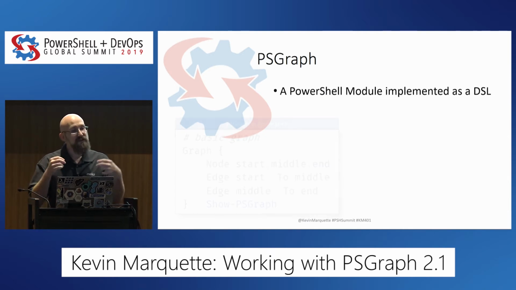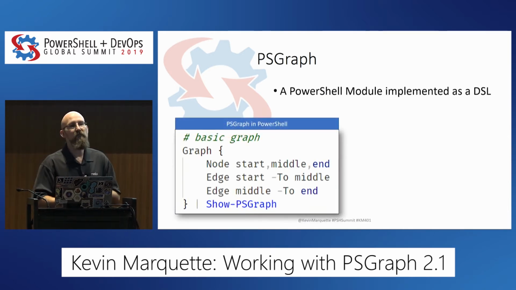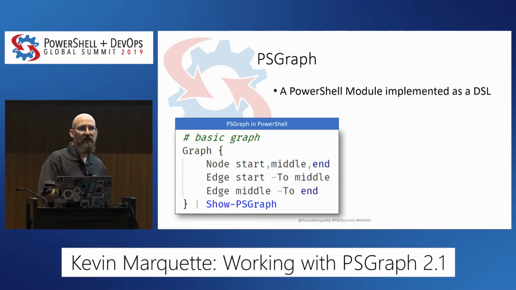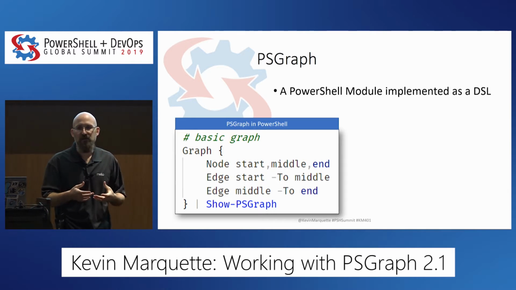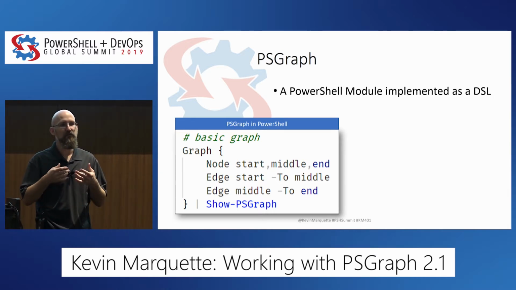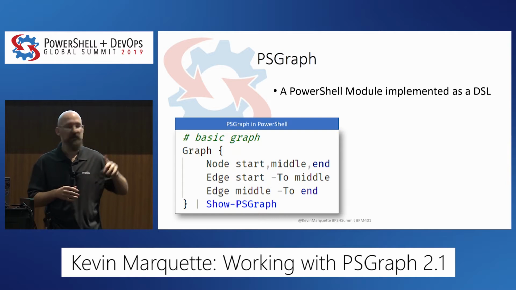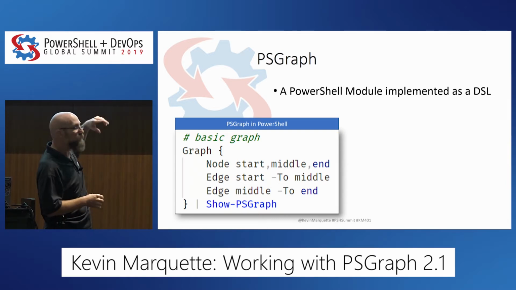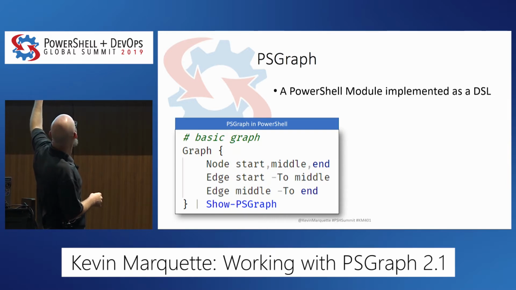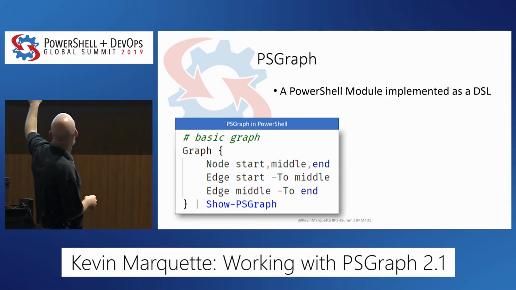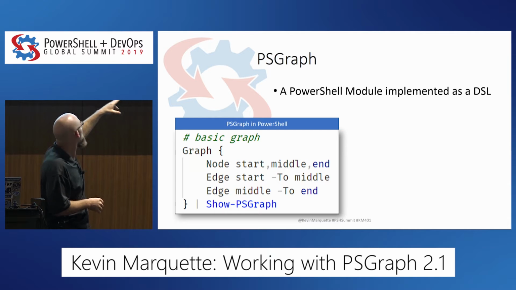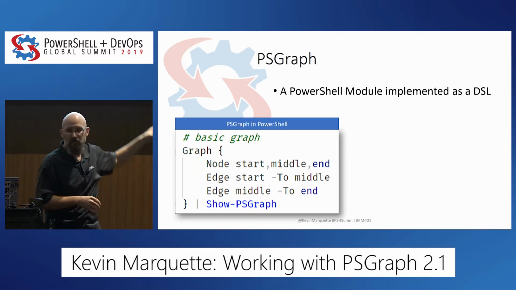And PSGraph itself is a PowerShell module that's implemented as a DSL, which kind of means I built some really friendly commands that use language very close to graphing information. So like the example behind me, I'll go into a little bit more, but I'm defining a node, like the list of nodes that I want rendered, and then I'm saying I want an edge from the start to the middle and an edge from the middle to the end.